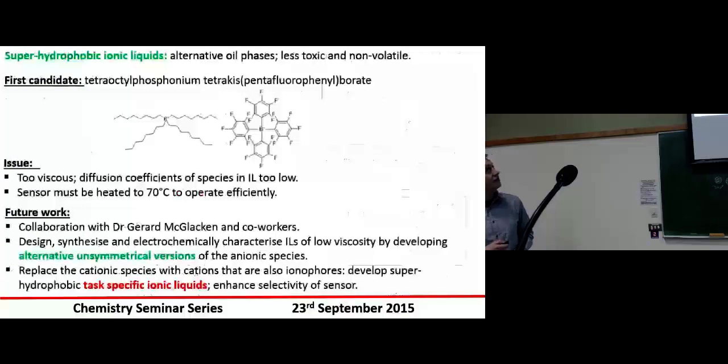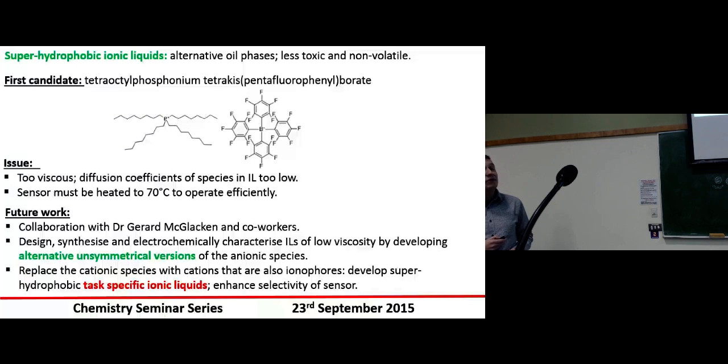So this is the future. I'm going to do a collaboration hopefully with Dr. Jared McLaughlin, and we're going to start out making this ionophore. It's a huge, massive, bulky, hydrophobic ionophore, and we want to use it to create an ionic liquid. An ionic liquid basically is a salt, but the salt is molten, it's moving around. So it's actually a solvent. And we're going to use this as our oil phase.